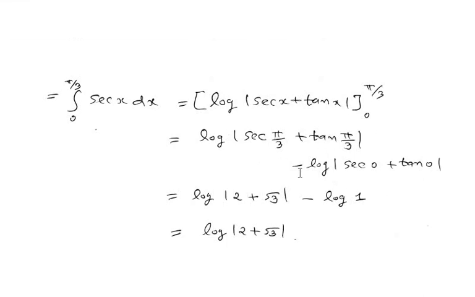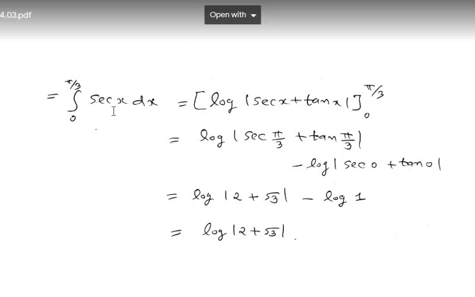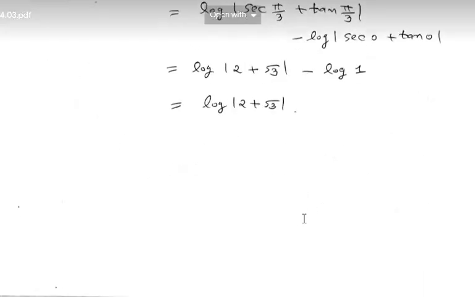The value of sec pi by 3 is 2, tan pi by 3 is root 3, so log of mod 2 plus root 3, then minus: sec 0 is 1 and tan 0 is 0, so it will become log 1, and the value of log 1 is 0. So the answer is logarithm of modulus of 2 plus root 3. This is the required arc length for the given curve y equals log sec x from x equals 0 to pi by 3.